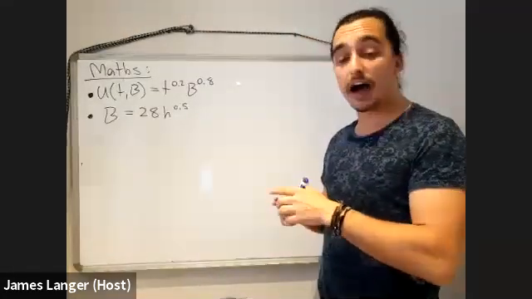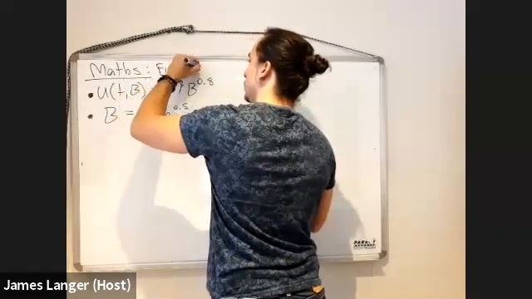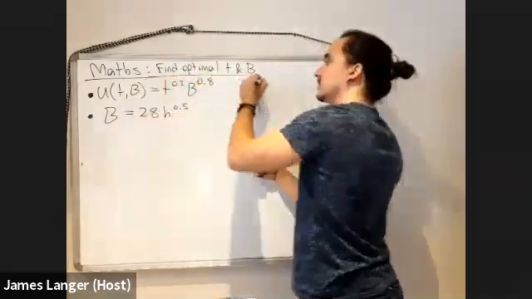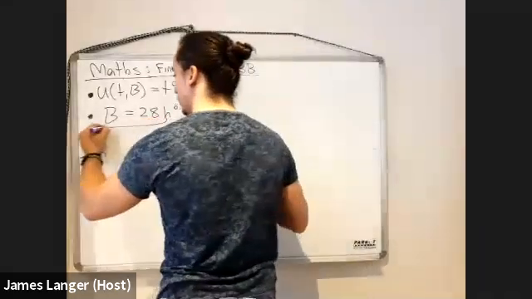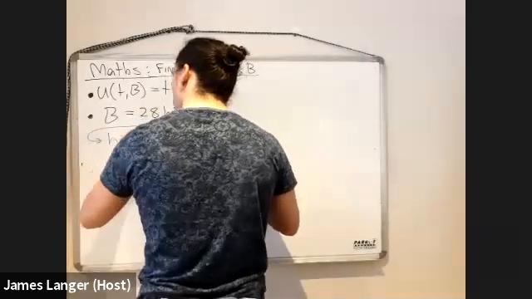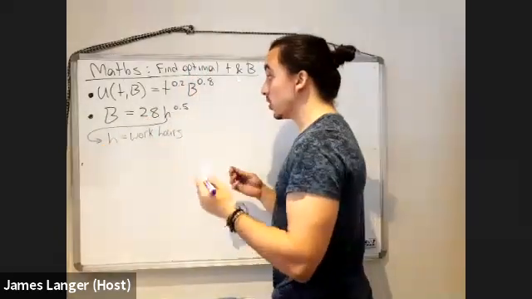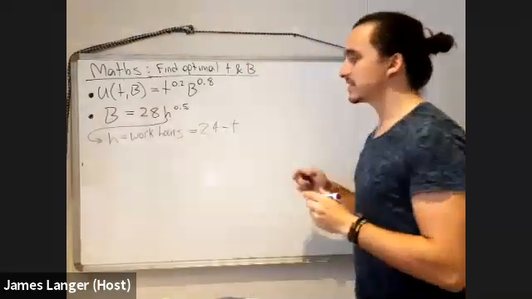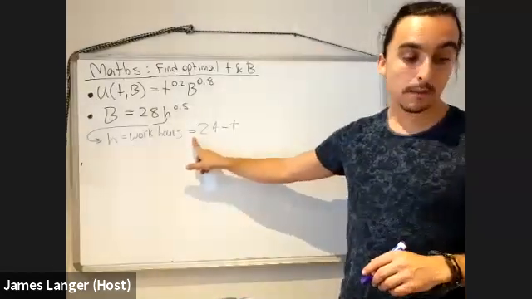And then they're going to say, find the optimal T and B. And this is the information that will be provided for you. Now, what is H? So H is equal to hours worked, or let's just call it work hours. And work hours are equal to 24 minus T. So we know H is equal to 24 minus T.